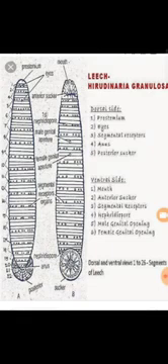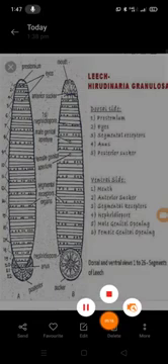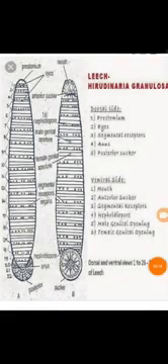The segments are arranged one behind the other. It has only 33 segments. The anterior end of the leech has a lobe-like structure called the prostomium.